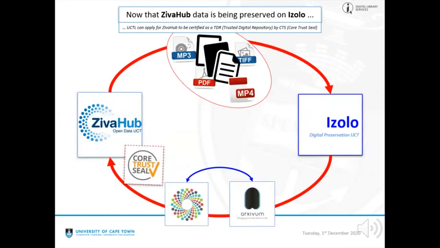So it kind of looks like this. Basically, we have an integration between the services Figshare for Institutions and Archivematica. On the one hand, branded as Ziva Hub, our Figshare for Institutions instance, and eZorou on the other, which is basically Archivematica and AtoM as a stable release. So everything that is published on Ziva Hub is preserved in eZorou.